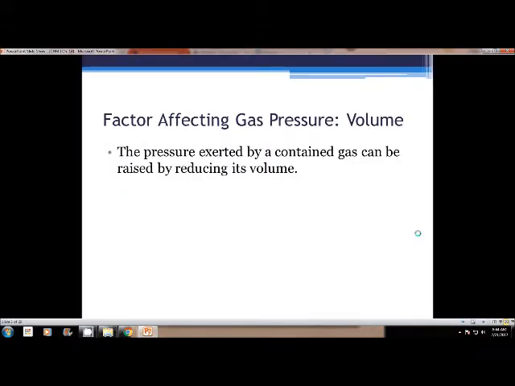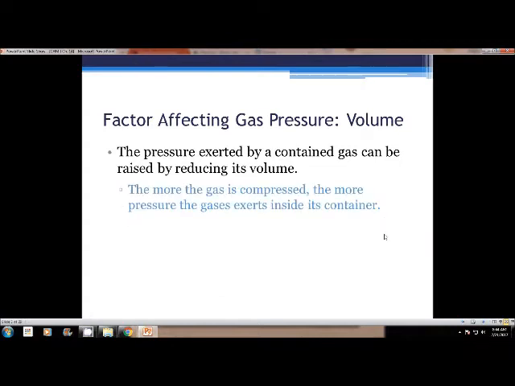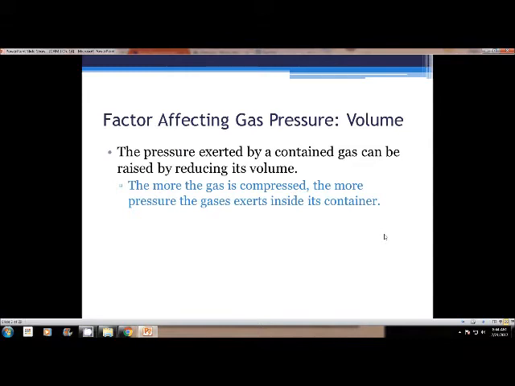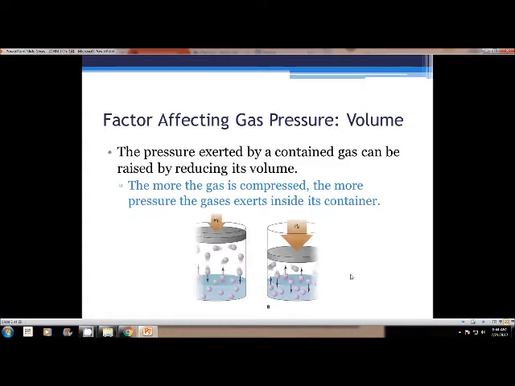The next one is volume. We kind of already saw this with compressibility. The pressure exerted by a gas in a container can be raised by reducing the volume. So the more the gas is compressed, the smaller the space in which it can move, the more pressure is exerted. And this is another picture like what we saw with compressibility, where when it has more space to move around, it's going to have less pressure than when it has less space to move around.